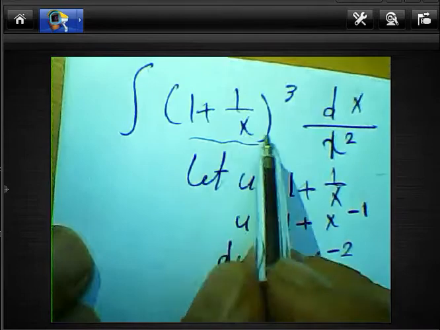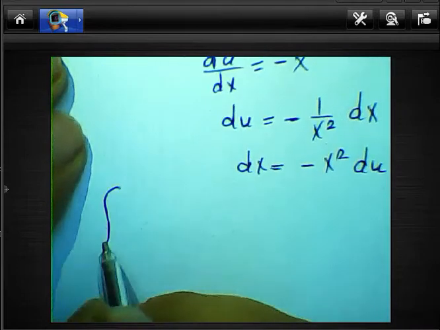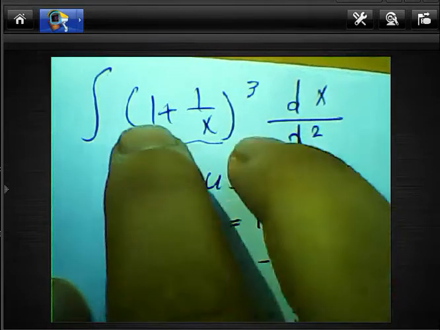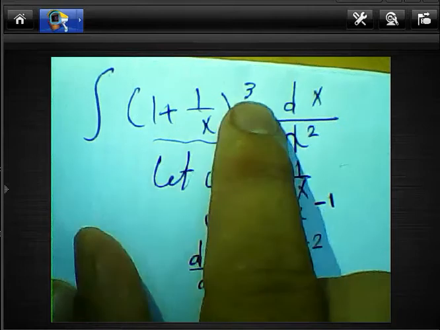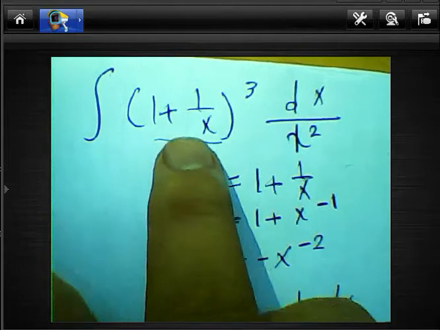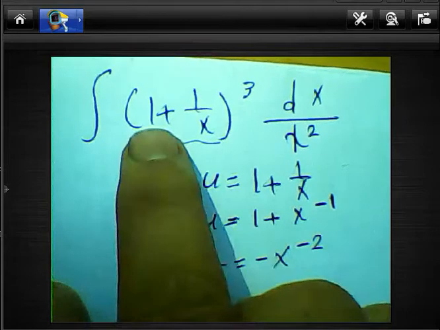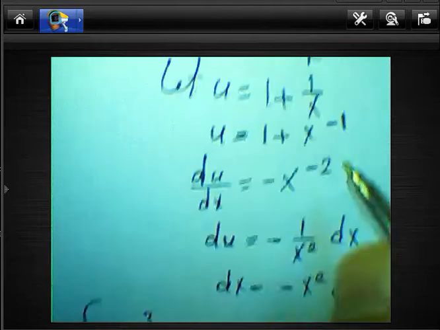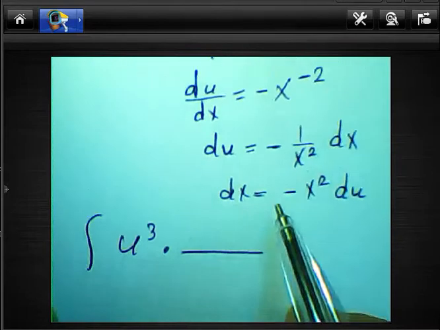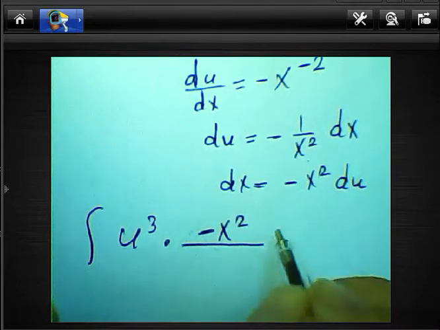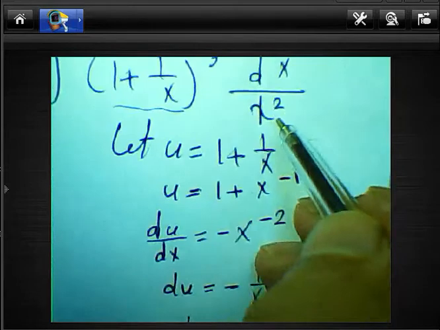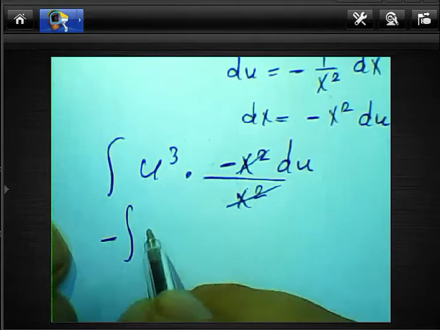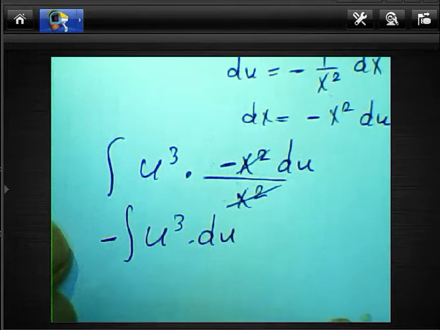In this example, we can write the integral. The expression (1 + 1/x)^3 we let be u, so we write u^3 times dx over x^2. We replace dx with negative x^2 du, so x^2 cancels with x^2 and we write negative outside, the integral of u^3 du.